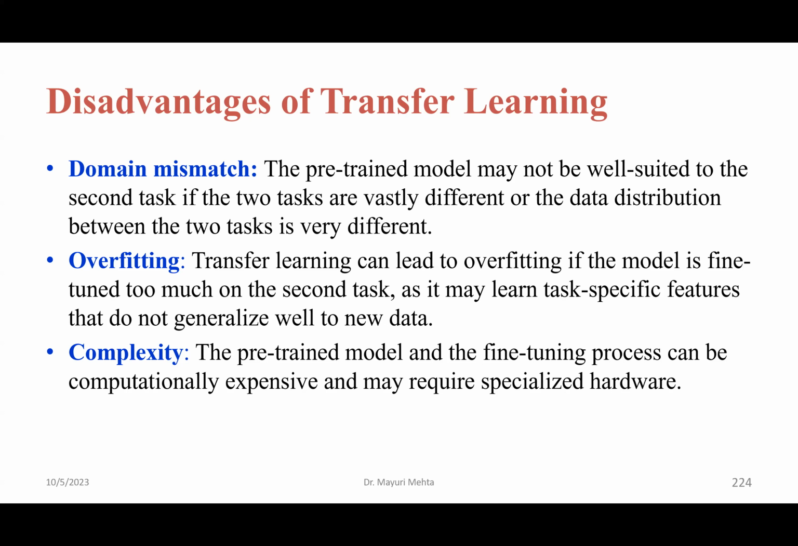Okay. Second disadvantage is overfitting. Transfer learning can lead to overfitting if the model is fine-tuned too much on the second task, because it may learn task-specific features that do not generalize well to new data.